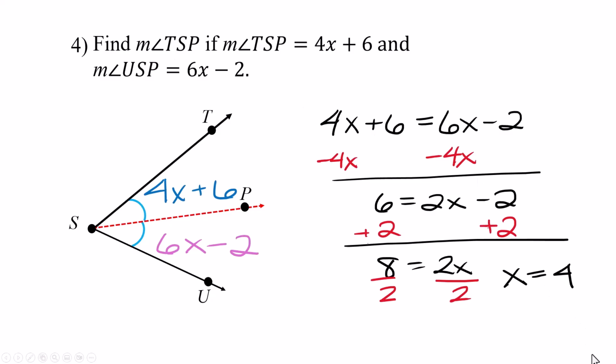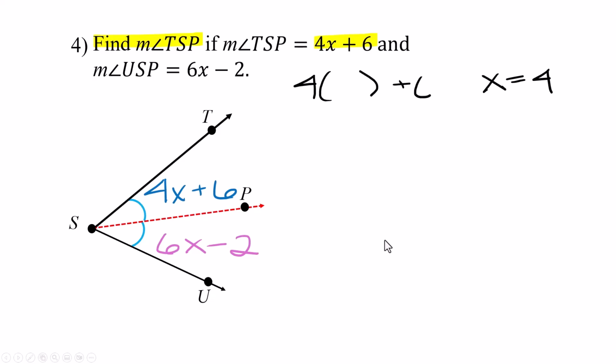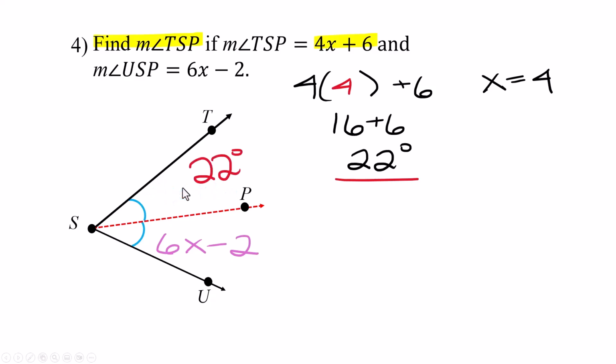So we need to do a little bit more work, and I need a little bit more room. So 4x plus 6 is what TSP is. I'm going to substitute this 4 that I just got into that 4x. 4 times 4 is 16. 16 plus 6 is 22 degrees. So this part is 22 degrees.